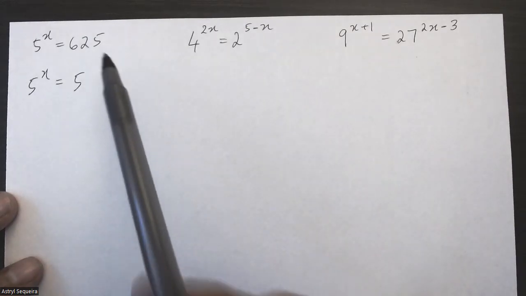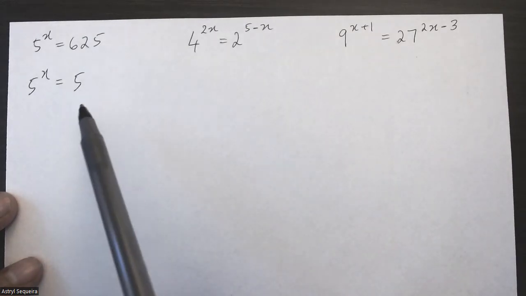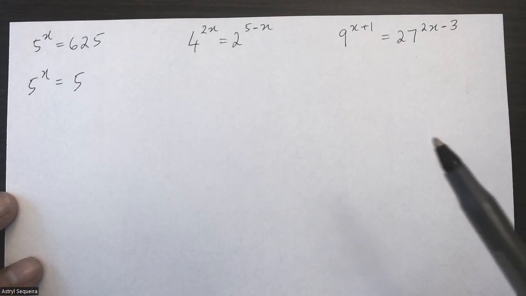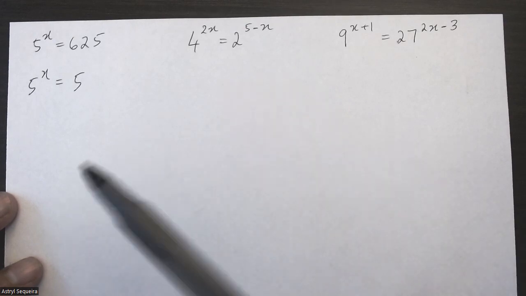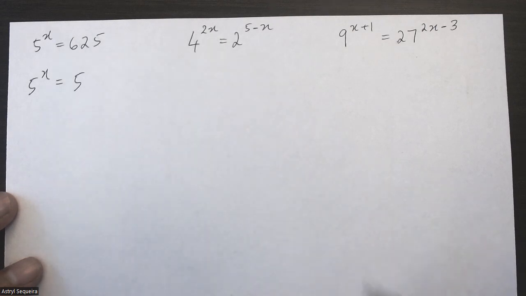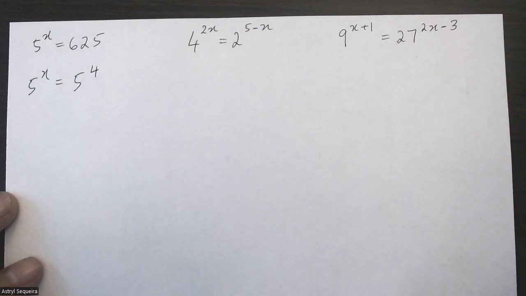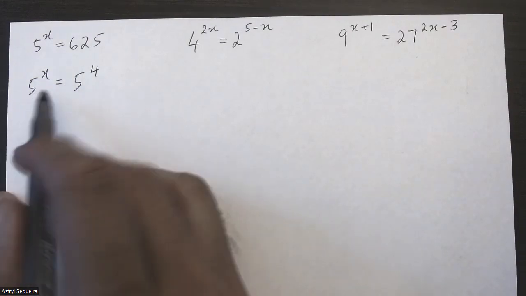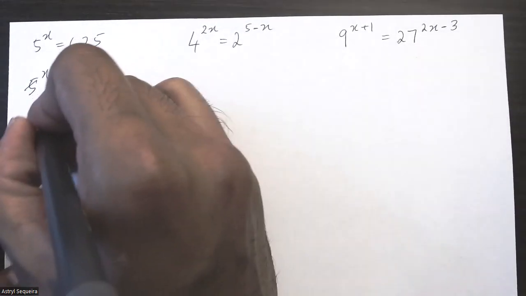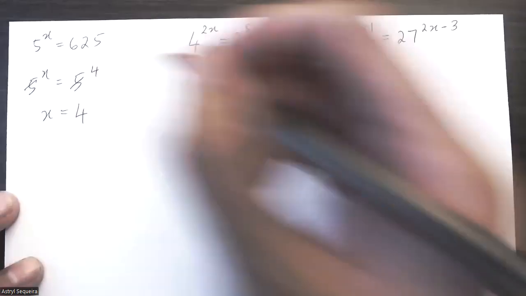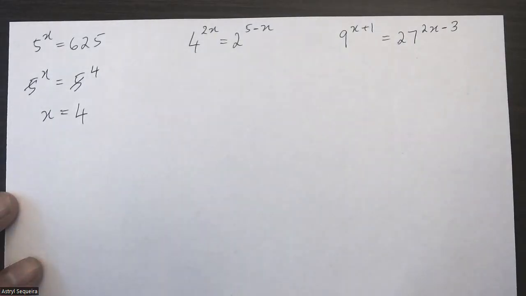I want to turn 625 into 5 to the power of some number. Now I know 5 squared is 25. 25 times 5 is 125, so 5 cubed is 125, and 125 times 5 is 625. So I know 5 to the power of 4 is going to be 625. And once the bases are the same, you can cancel them off and you can just make the exponents equal to each other. So x equals 4 in this case is my final solution.